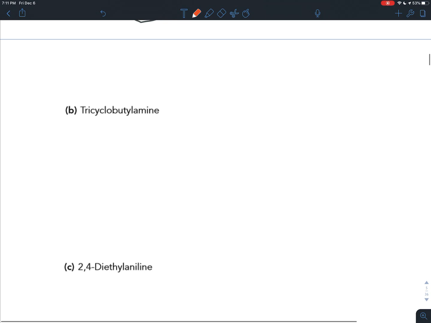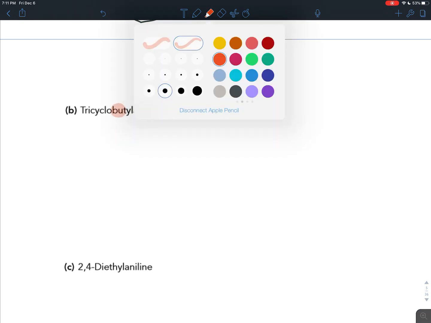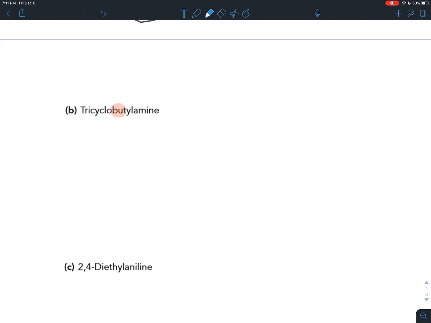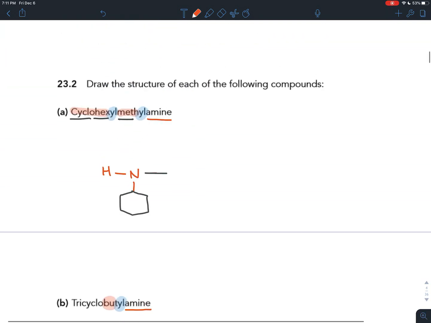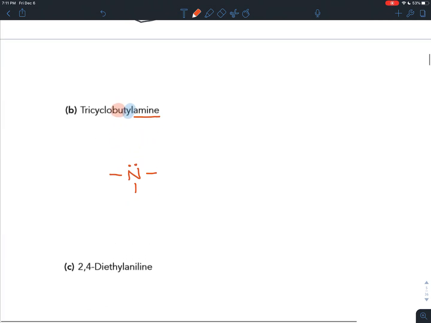In B, they give us tricyclobutylamine. And again in this one, what you'll notice is that after every carbon prefix, the prefixes that tell you the number of carbons, after every one of those, you have a YL. And that means that we're dealing with the first way of naming amines. In that first way of naming amines, amine in the name represents the backbone, which is just the nitrogen and any hydrogens that may be on it. Nitrogen forms 3 bonds and has a lone pair. Should include that on this one. There's a lone pair on that nitrogen.